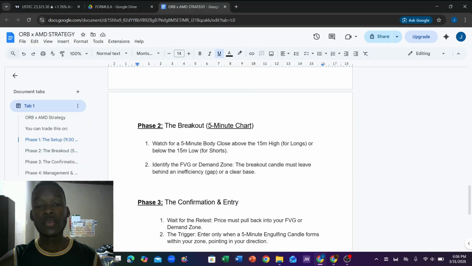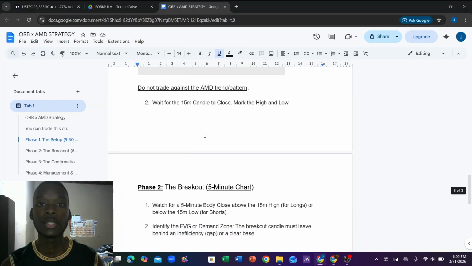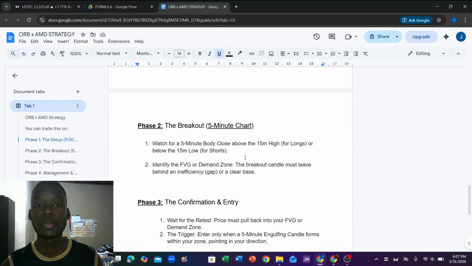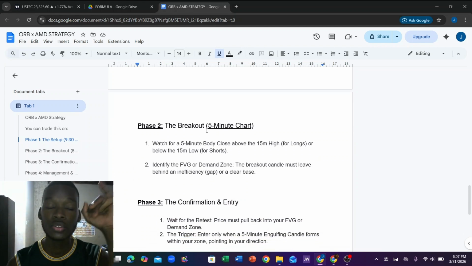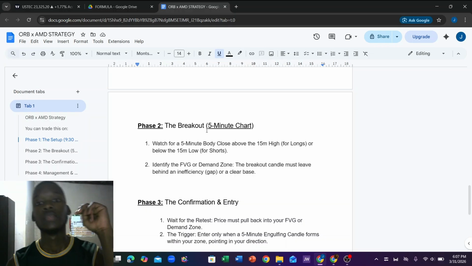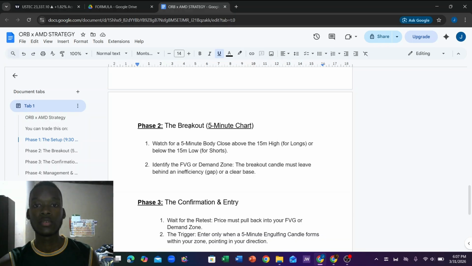So this is where we are going to look for the breakout on the 5-minute chart. You mark the high and the low of the 15-minute candle. Now we're going to look for the breakout on the 5-minute chart. Number 1, you have established your bias. Number 2, you have marked the high and the low of the 15-minute candle after market open. Now you're going to go to the 5-minute time frame and look for a breakout. So phase 2, the breakout, 5-minute chart.